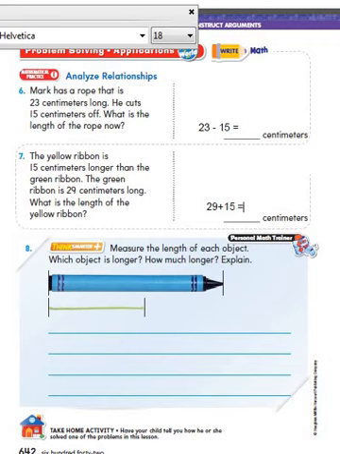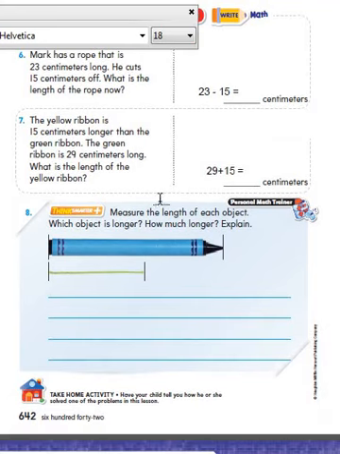Okay, number 8. Measure the length of each object. Which object is longer? We have a crayon and a string here. How much longer? You have to measure each one of them, and you have to decide which one of them is longer. Why?